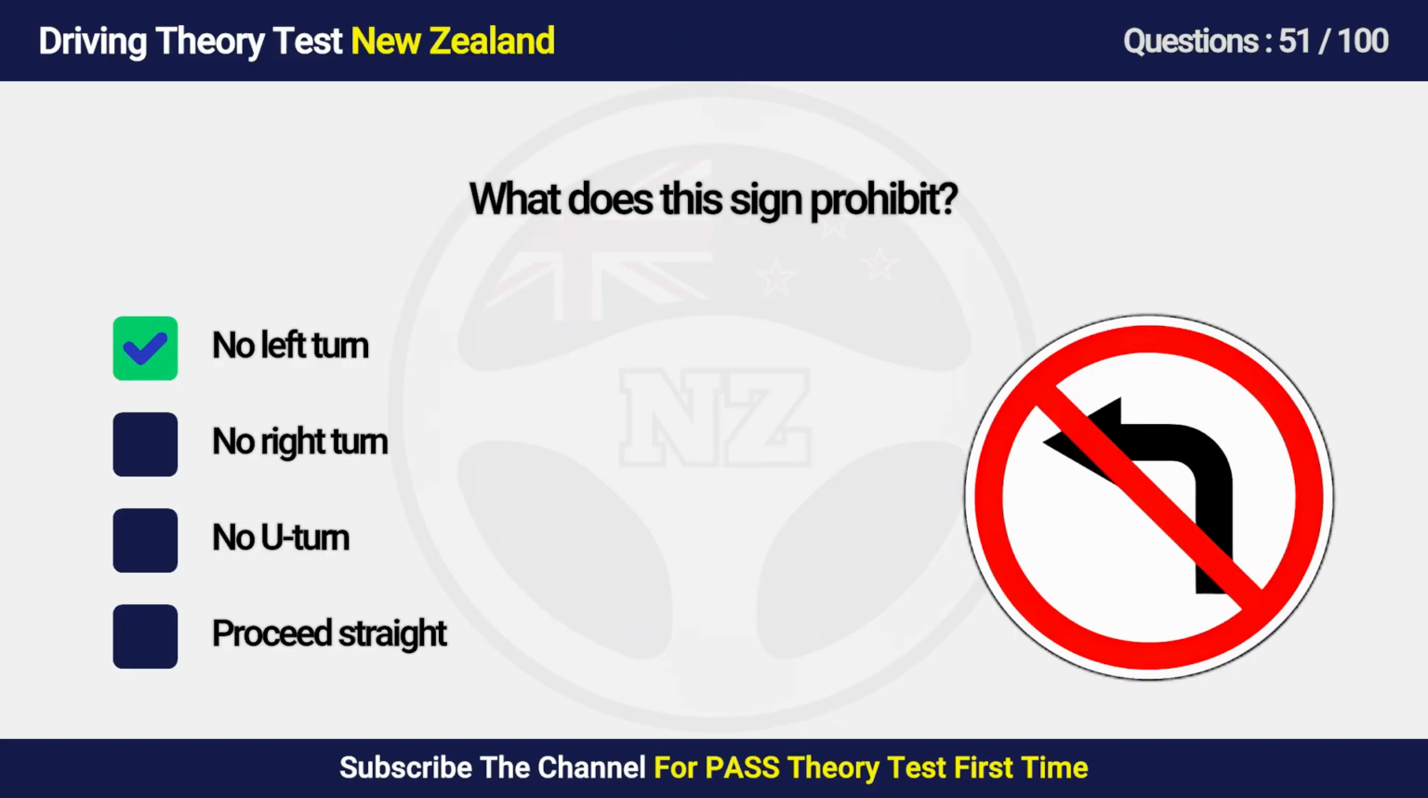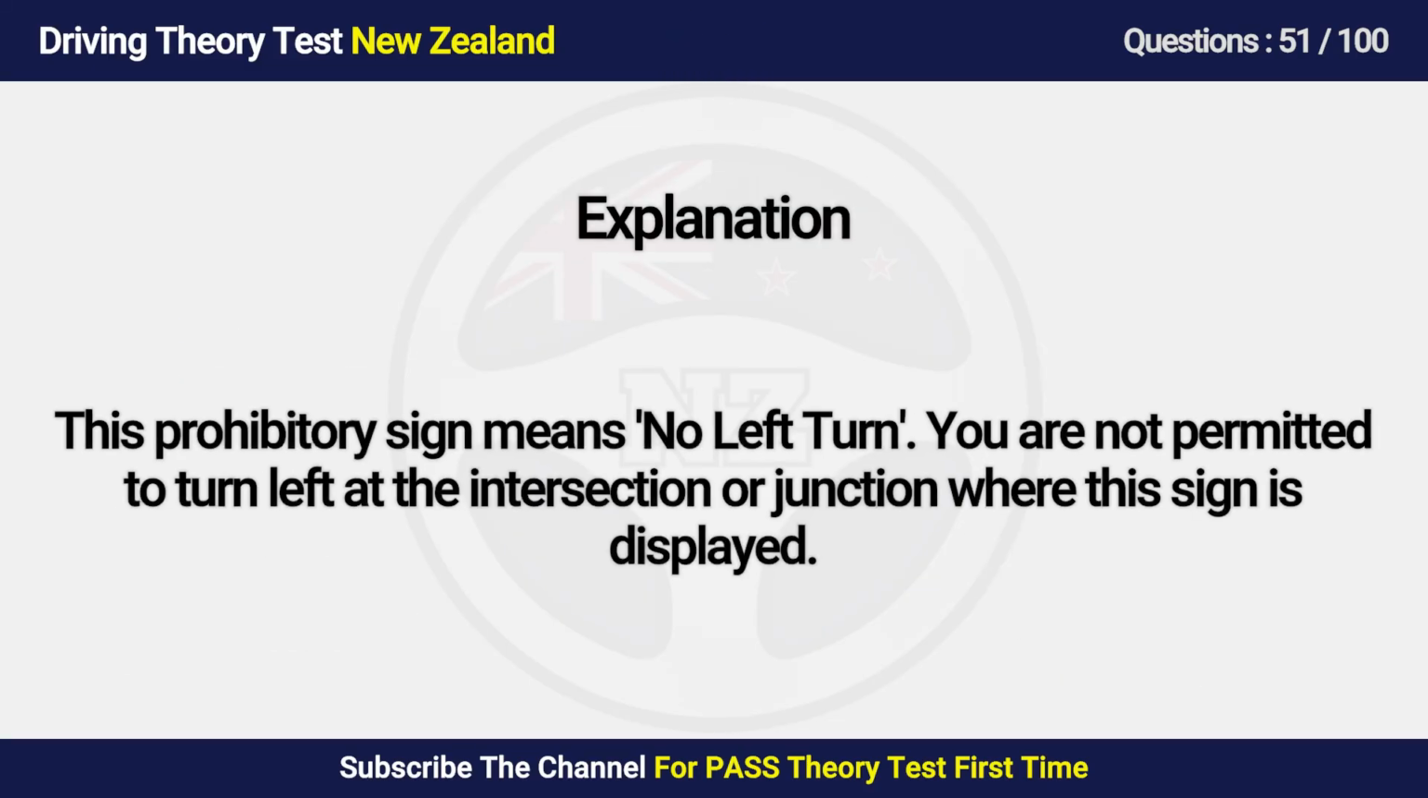Answer is A, no left turn. This prohibitory sign means no left turn. You are not permitted to turn left at the intersection or junction where this sign is displayed.